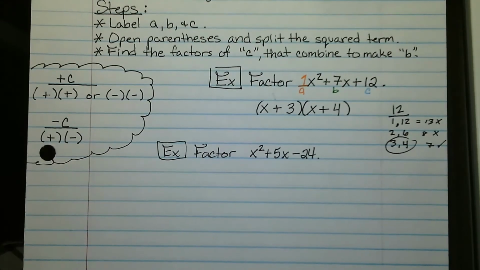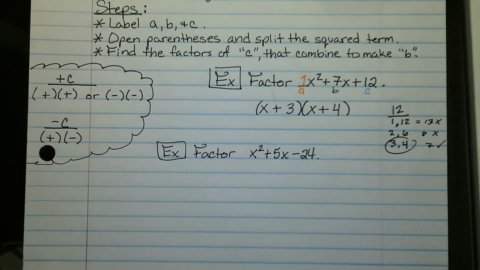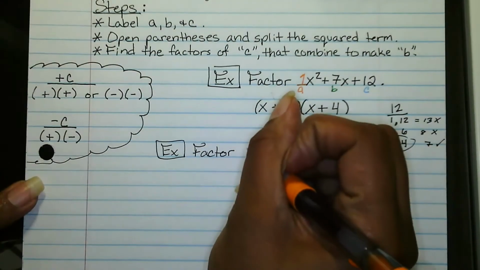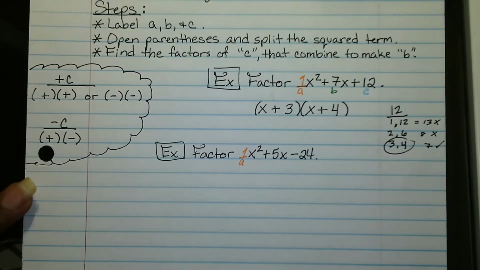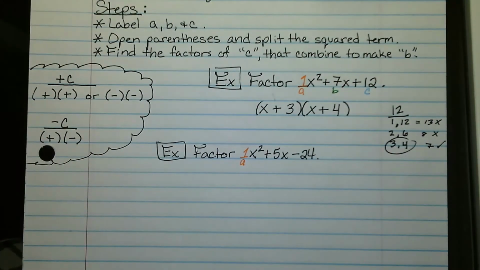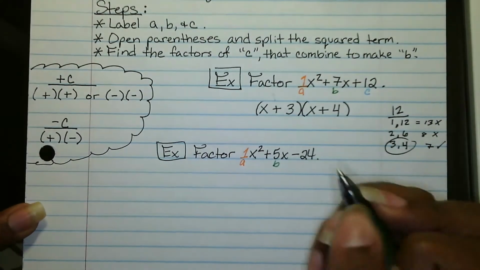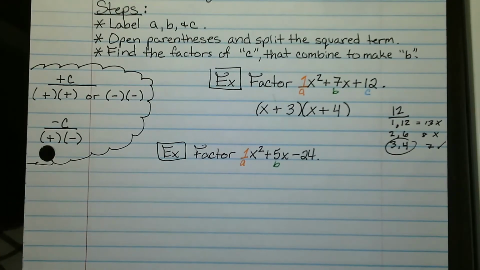Okay, so here's another example of factoring trinomials. We're going to follow the same steps and just work our way through it. So our first step is always to label your A, B, and C. Again, A is in front of x squared. If you don't see a number there, it is automatically a 1. Okay. B is in front of x. So our B in this case is 5, positive 5.